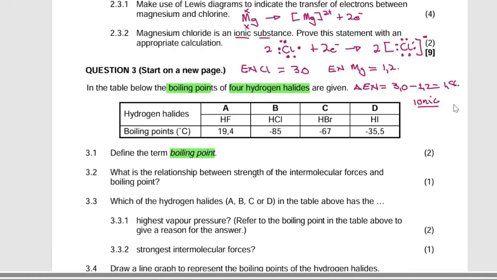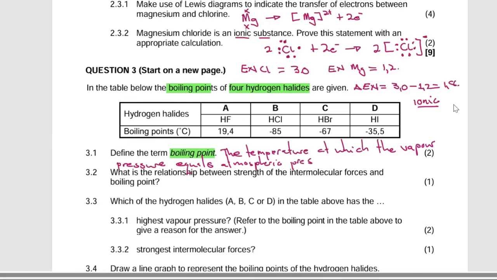So boiling point is defined as the temperature at which, if you look at your exam guide, you will find that the temperature is always underlined. So I'm going to say the temperature at which the vapor pressure equals atmospheric pressure. So this is how we define our boiling point. Please make sure to use your exam guide when it comes to definition of terms.